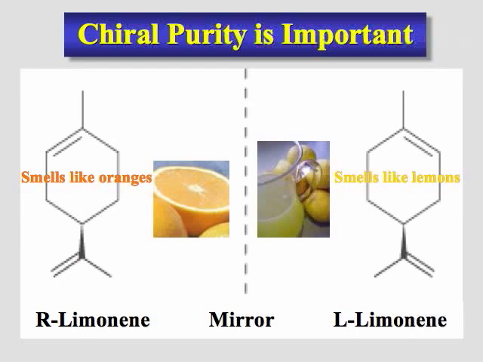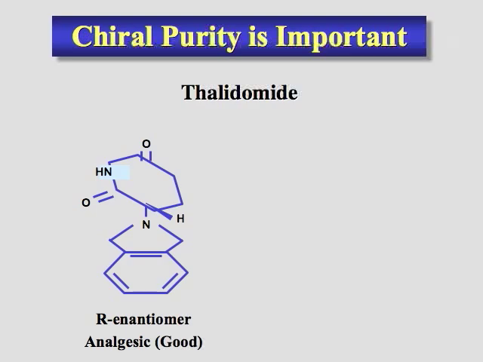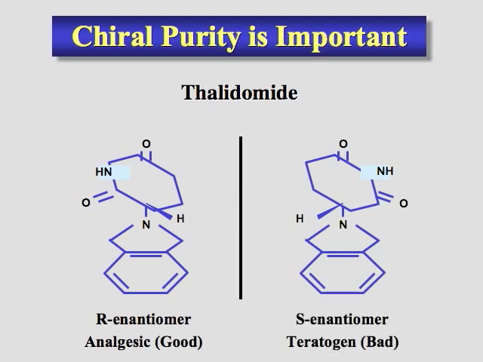Let's look at why chiral purity is important. Here's the case of limonene, the flavoring, where the right-handed form smells like oranges and is used in that context, but the left-handed form smells like lemons. And it's because the taste receptors in our mouth are shaped such that they're handed, and a left and right-handed molecule will fit differently into that receptor. And I mentioned thalidomide last night, this tragic case where the right-handed form was given to women to cure morning sickness, but the left-handed form caused birth defects.